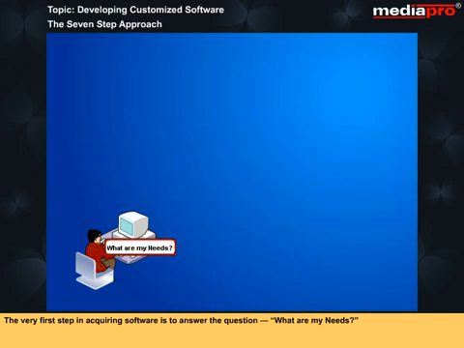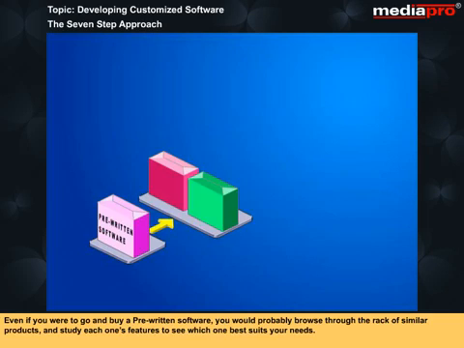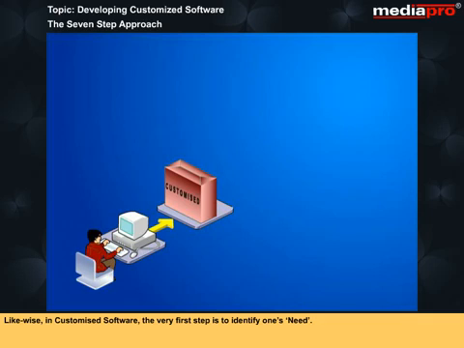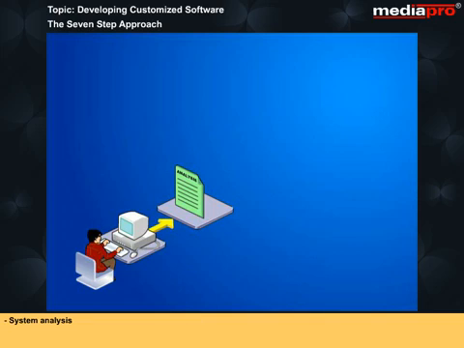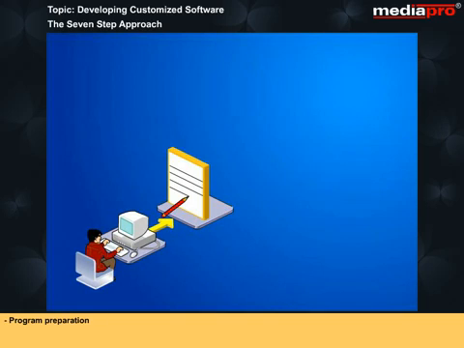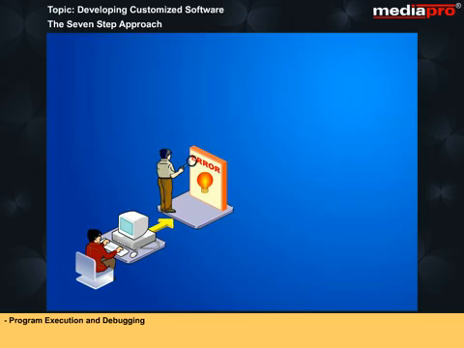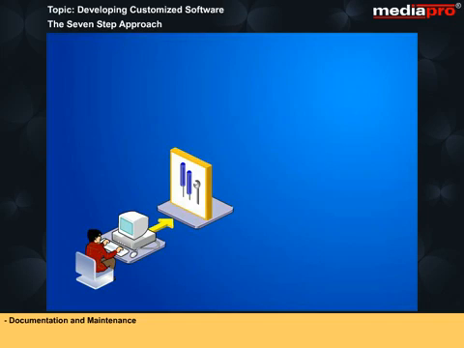The very first step in acquiring software is to answer the question, what are my needs? Even if you were to go and buy pre-written software, you would probably browse through the rack of similar products and study each one's features to see which one best suits your needs. Likewise, in customized software, the very first step is to identify one's need. In all, there are 7 steps involved in this process: problem or need definition, system analysis, system design, programming analysis, program preparation, program execution and debugging, documentation and maintenance.